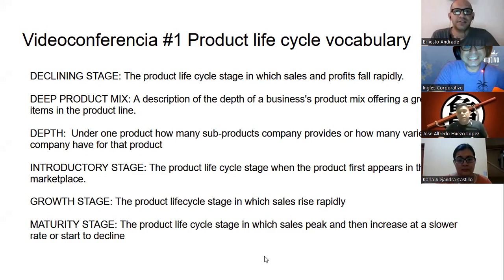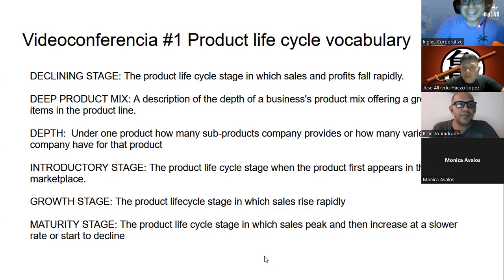Very good. So that is declining stage. The name of that one is about the product life cycle stage in which sales and profits fall rapidly. So that means that it's very fluid, it's very fast.